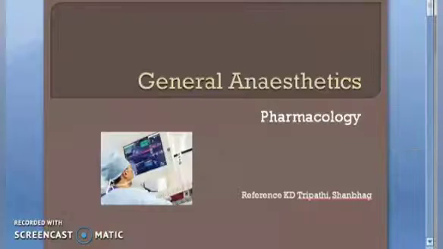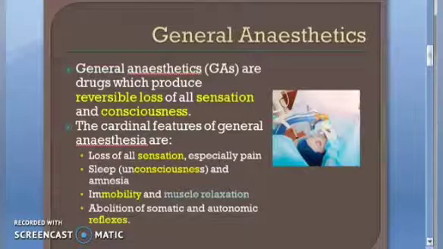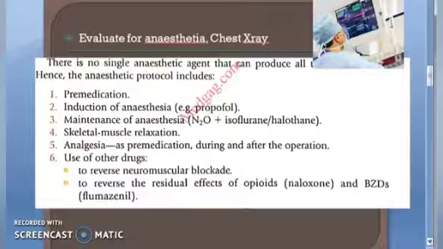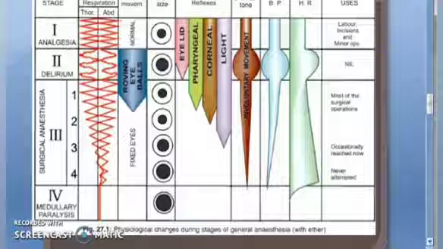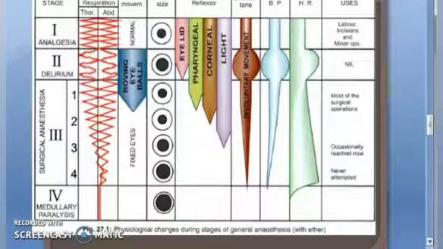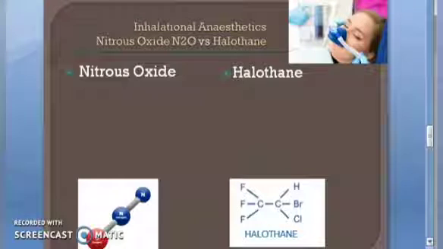Just a recap of what we have done so far. Definition we saw, protocol we saw, mechanism of action we saw, stages of anesthesia we have seen, the drugs we have seen, classification, individual names of the drugs we have seen. Now we are looking at the inhalational anesthetics and we are focusing on the differences between nitrous oxide and halothane.